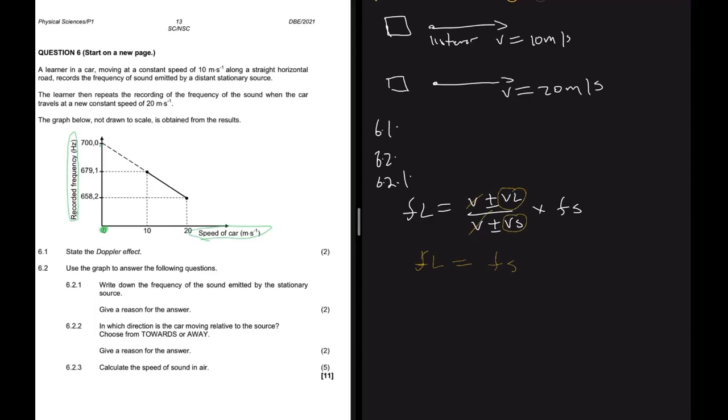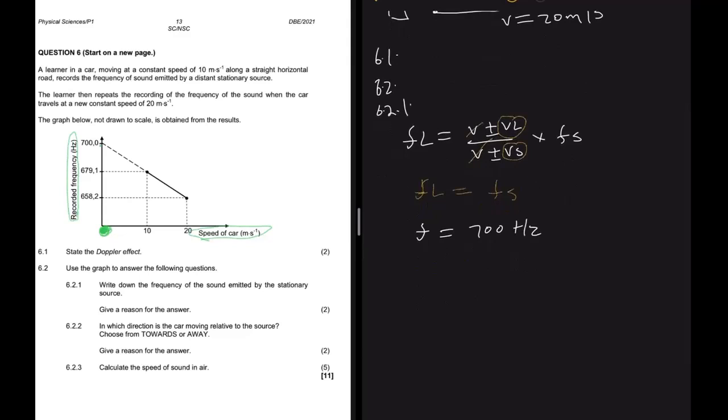And then if you look at the graph, there's a green point I'm making. That is where we have 0 on the x-axis, and then on the y-axis we have the frequency, which is equal to 700 hertz, right? So the frequency emitted by the stationary source in this situation is 700 hertz.